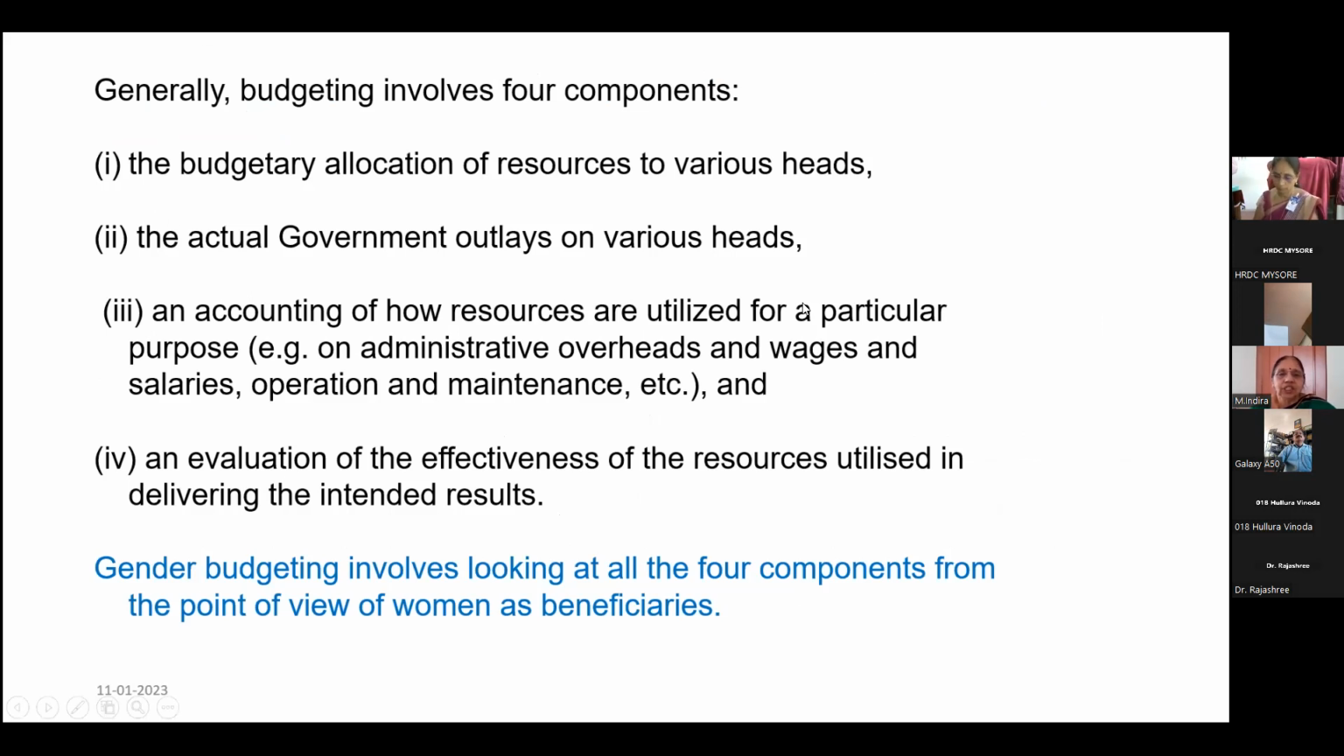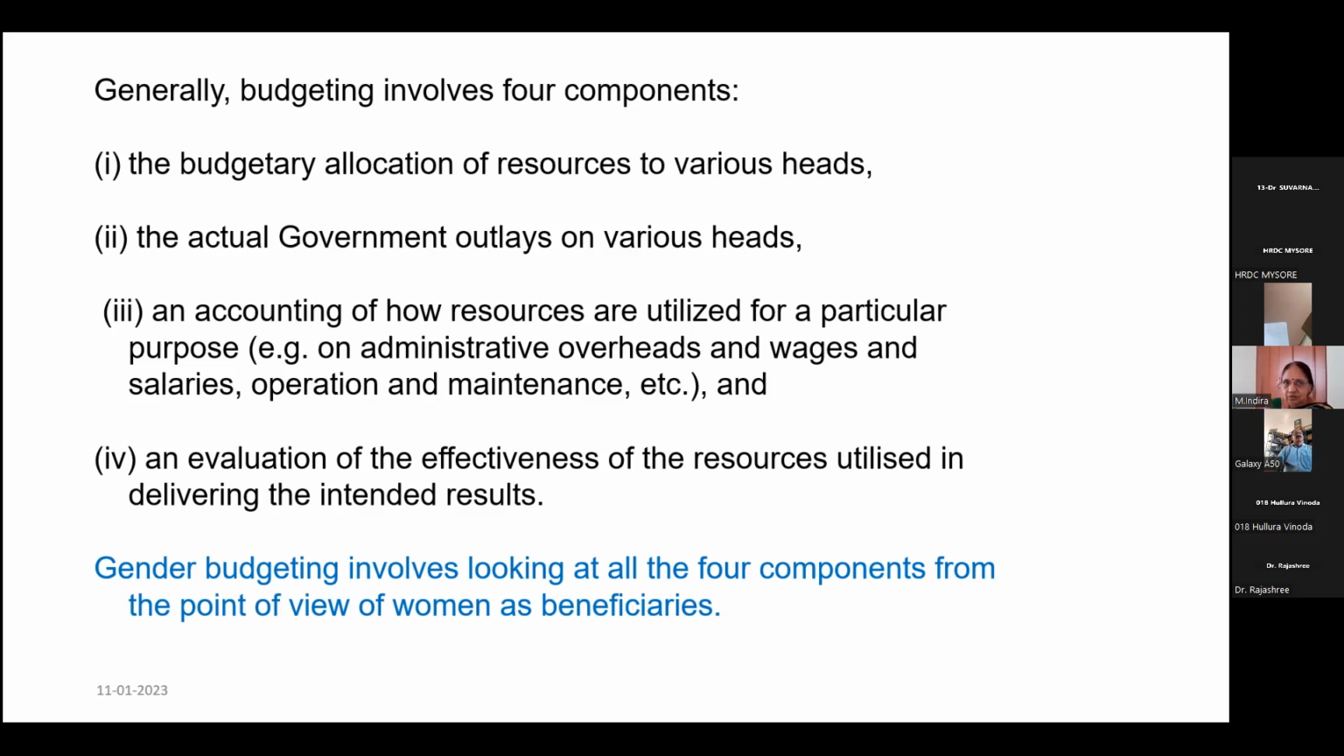Generally, gender budgeting involves 4 components. So what are these 4 components? The budgetary allocation of resources to various heads, budget allocation. And second one is actual government outlays on various heads, and an accounting of how resources are utilized for a particular purpose. So that is administrative overheads, wages, salaries, how much money is spent on wages, salaries, and operations, and all that. And the fourth one is an evaluation of the effectiveness of the resources utilized in delivering the intended results. So gender budgeting involves looking at all the 4 components from the point of view of women as beneficiaries.